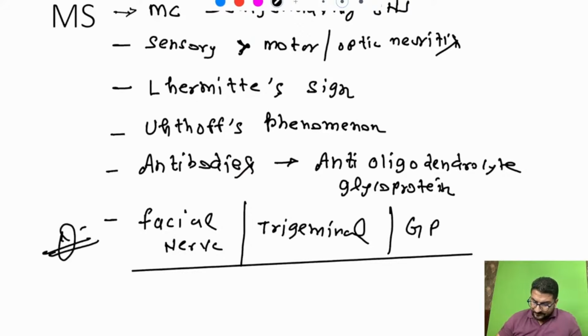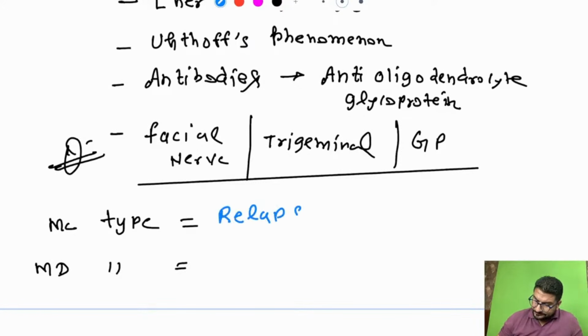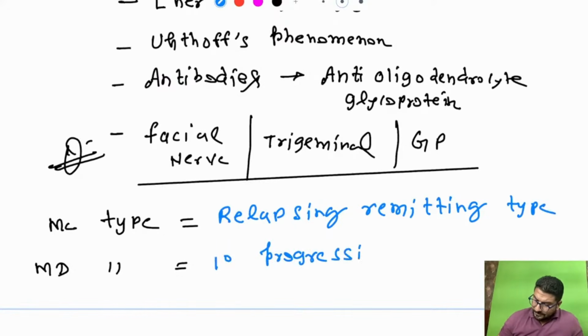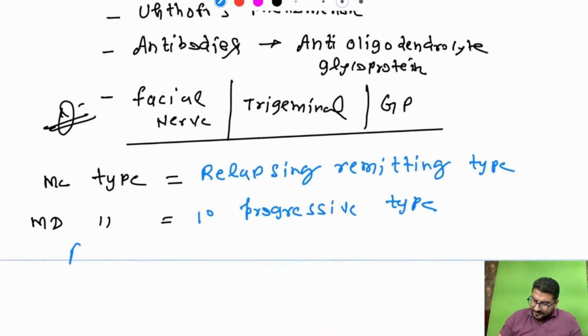Very very important. And lastly, in MS we have different types. The most common type is called relapsing remitting type. And the most dangerous type will be primary progressive type. This is considered the most dangerous type. So these are the MCQs. And lastly, in treatment we give steroid.